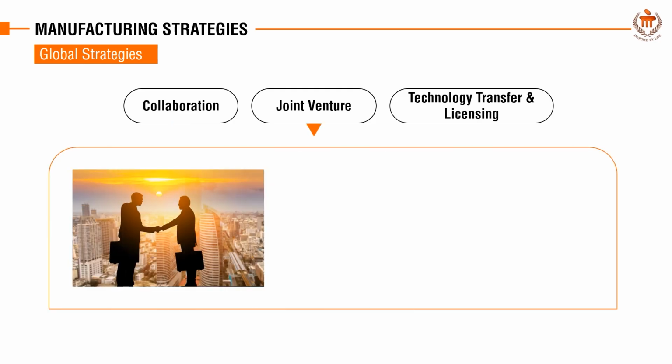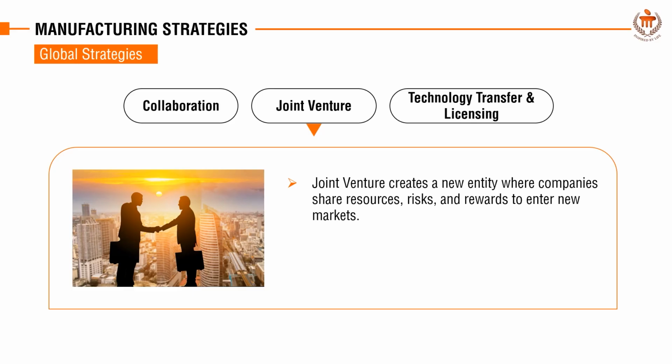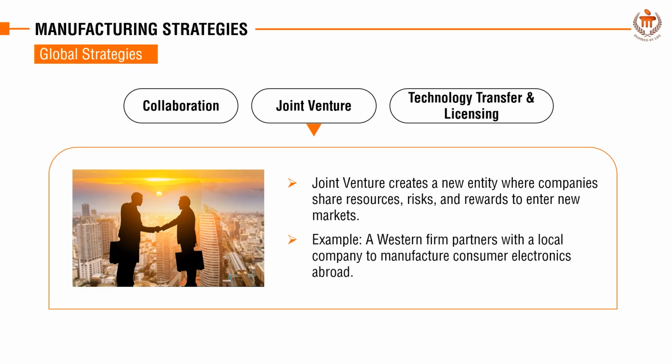Second is joint venture. A joint venture is a specific type of strategic alliance where two or more parties create a new entity, sharing resources, risks, and rewards. This arrangement allows companies to enter new markets and share investment cost. For instance, a Western company might form a joint venture with a local firm in a foreign market to produce consumer electronics, combining local market knowledge with advanced technology.